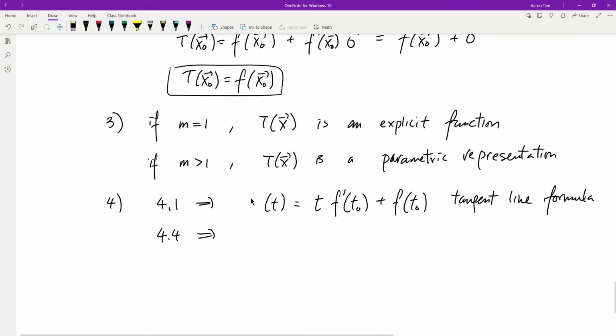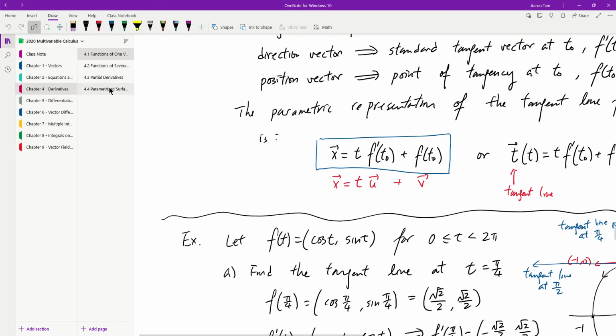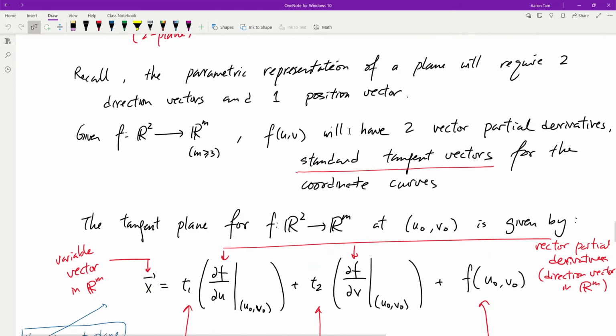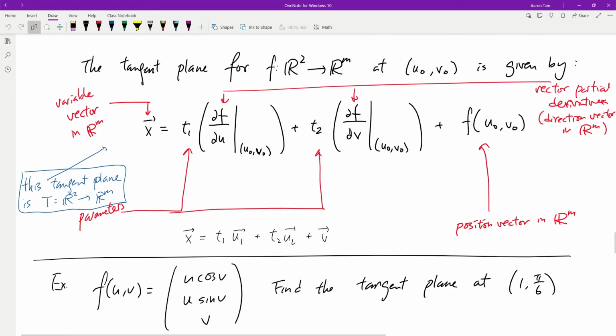I think I mentioned that the textbook uses vector t, but I avoid using it. So vector x is fine. So that's my tangent line formula in 4.1. And we can definitely look at the tangent plane formula in 4.3. So let's see, oh, there you go. So I use vector x also. Okay. All right.